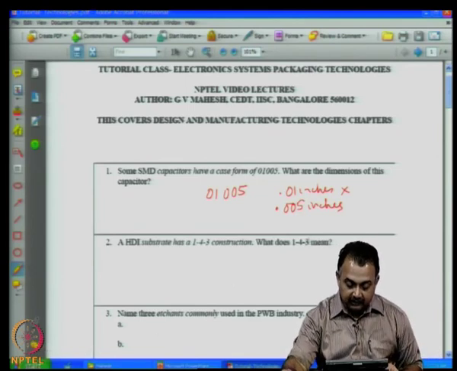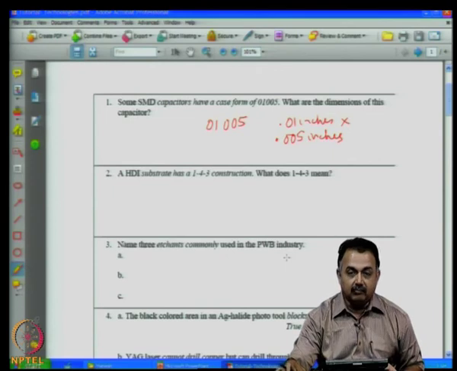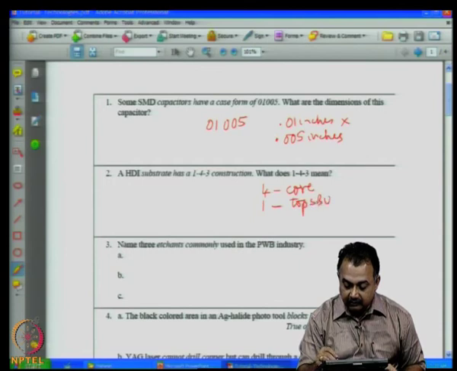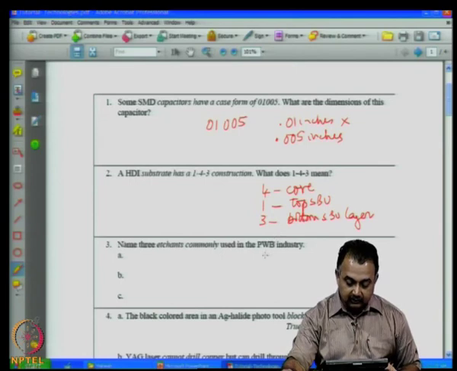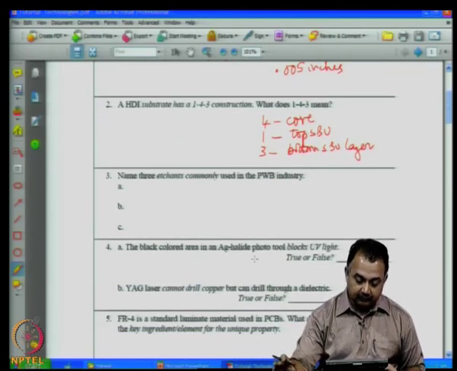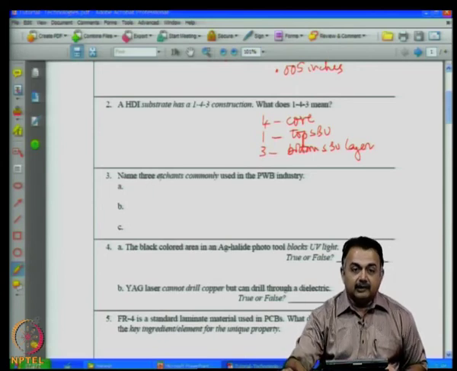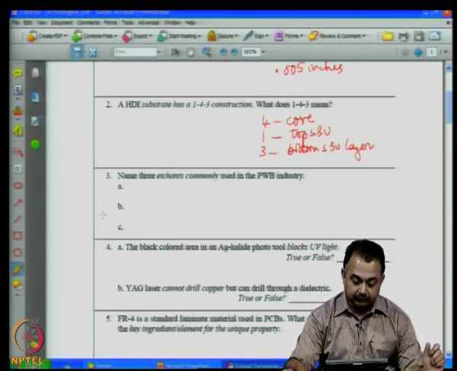The HDI substrate has a 143 construction. What does 143 mean? We have seen that 4 indicates the core layer that is used, 1 is the top SBU layer, and 3 indicates the bottom SBU layer. Name 3 etchants used in the PWB industry. You should be able to look at 3 common etchants that are used in the PCB industry, typically ferric chloride, cupric chloride and alkaline ammonia.